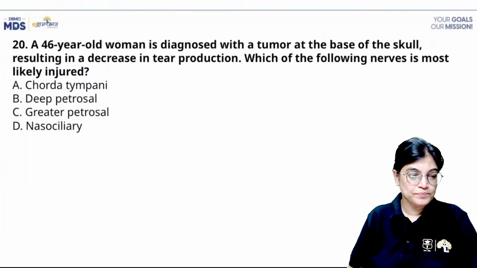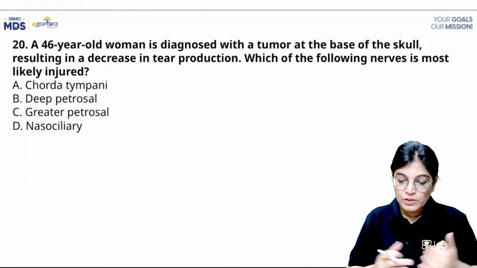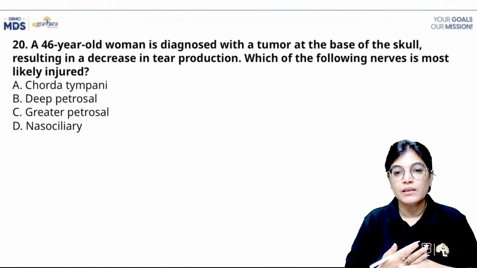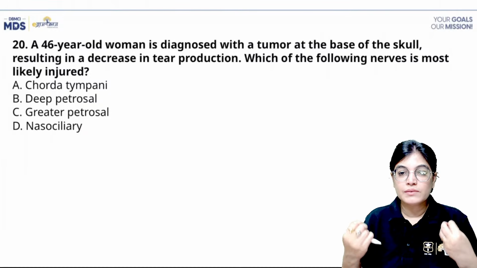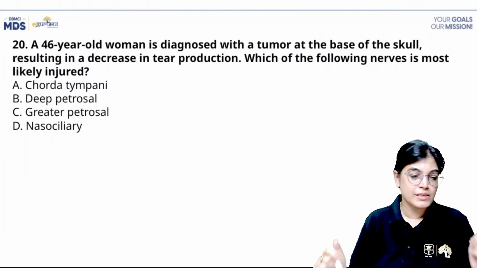Question number 20. A 46-year-old woman is diagnosed with a tumor at the base of the skull, resulting in decreased tear production. Which of the following nerves is most likely injured in this case?